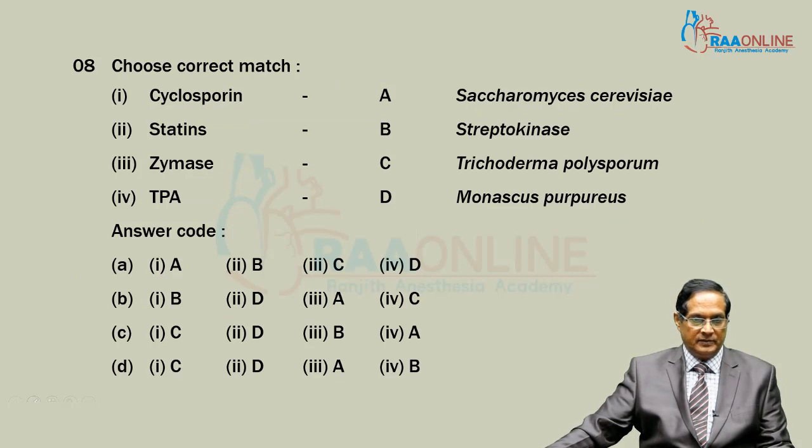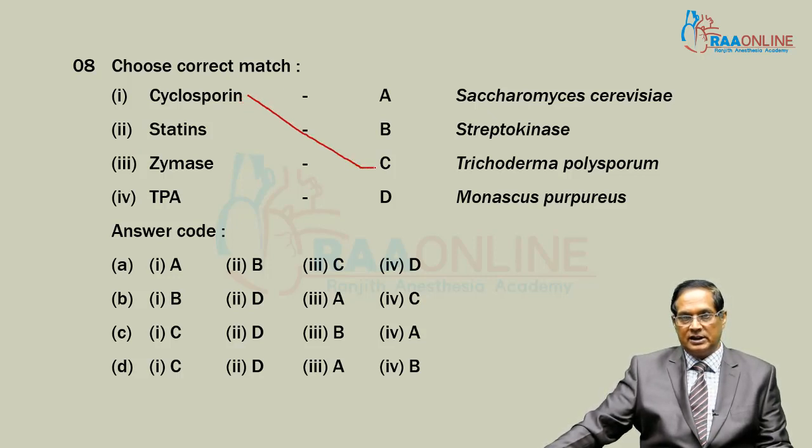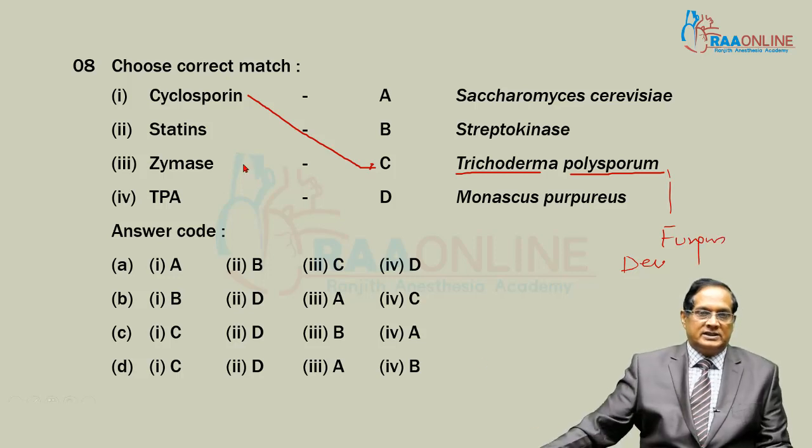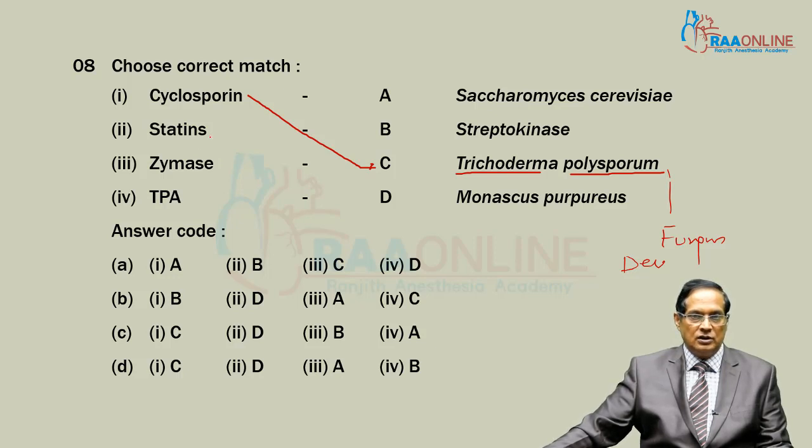Question number 8. Again, here is a match. Question of pre-medical number of times. Cyclosporin, that is C. Correct match is C. Trichoderma polysporum. It's a fungus, a member of deuteromycetes. It is a fungus. Then statin. It's a cholesterol lowering agent. It is obtained from Monascus purpureus. So, one with C, two with D.